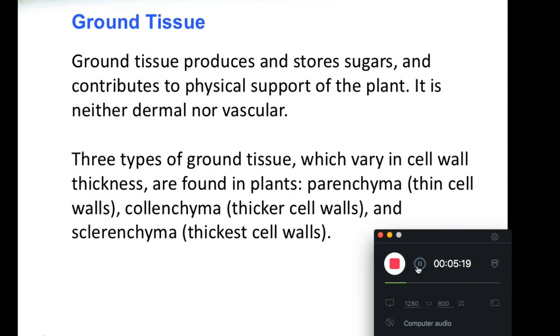So we already sort of talked about the different types of tissue. We have the ground tissue, which produces and stores the sugars, and is itself a form of support for the plant. Remember, we have dermal, we have vascular, and we have ground, but our main focus right now is ground because we are talking about nutrients. There's three types: the parenchyma, the collenchyma, and the sclerenchyma. They're basically determined by the thickness of the cell walls.